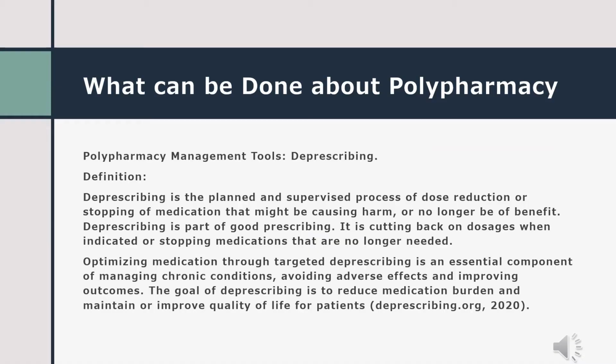A tool that can be used by prescribers to help with polypharmacy is called deprescribing. And deprescribing is when a doctor sits down and looks at the patient's medications to see if there's any medicines that can be discontinued, or perhaps the dosage cut back, and they just want to look over all their medicines to see what changes need to be made to benefit the patient.